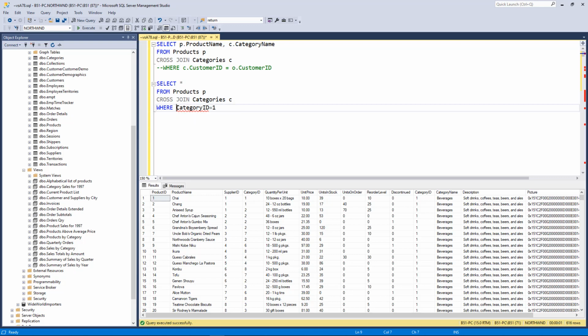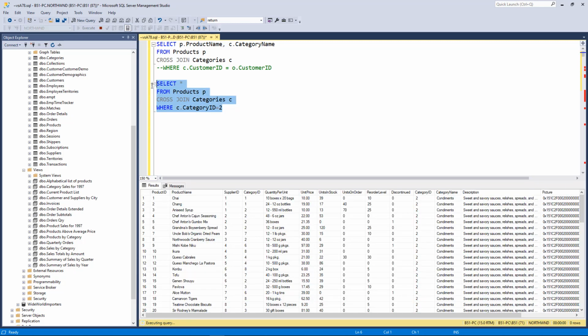So the C from the categories. Let's run this and see how many rows we have. We have 77 rows because this one category is multiplied by 77 rows from the products table. And if we look at category number 2, still 77 rows.